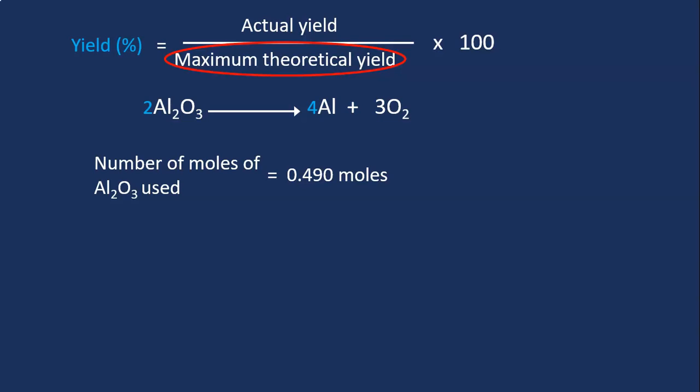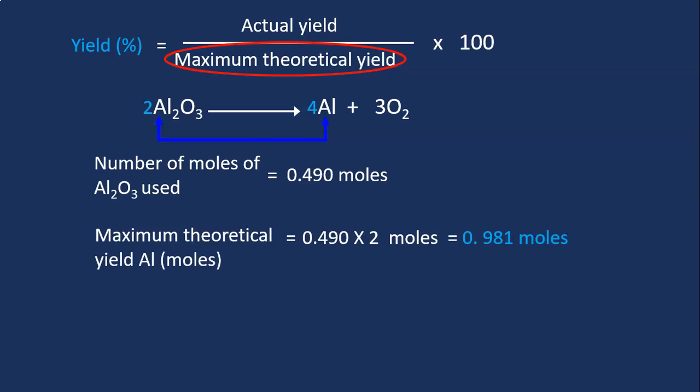Remember, the maximum theoretical yield of aluminium depends on the amount of the aluminium oxide. Based on these ratios, the amount of aluminium is twice the amount of the aluminium oxide. Therefore, if the reaction was perfect, the maximum theoretical yield is equivalent to 0.981 moles.